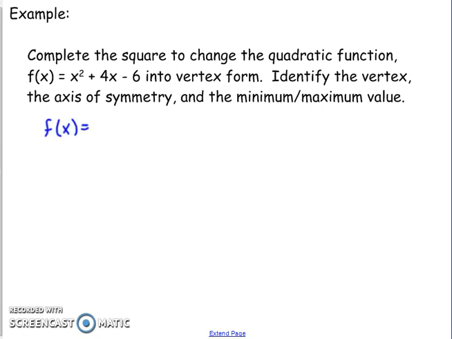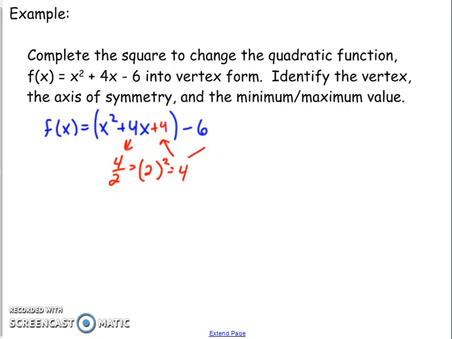So f of x equals, I'm going to keep x squared plus 4x together. I'm going to leave a space and put minus 6. I'm going to put this in parentheses so we know that inside parentheses is our perfect square trinomial. So I'm going to take the 4 divided by 2, I get 2. Square it, I get 4. So I'm going to add 4 here, and I'm going to subtract 4 here.